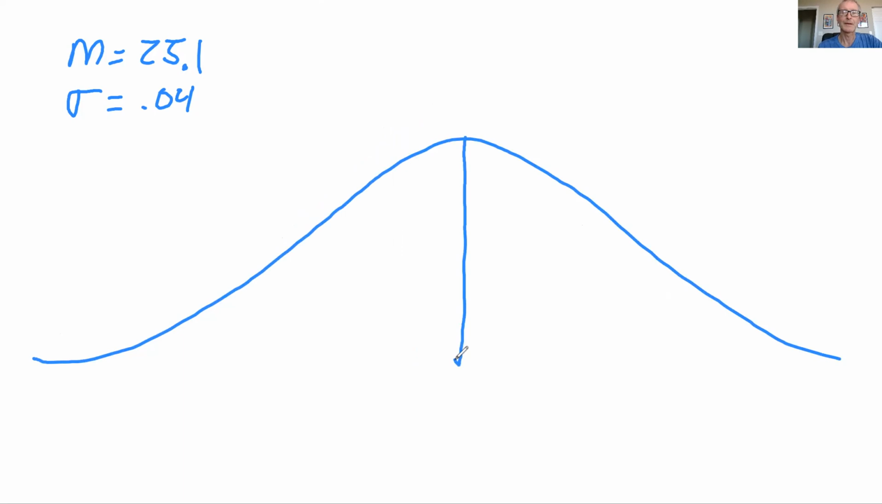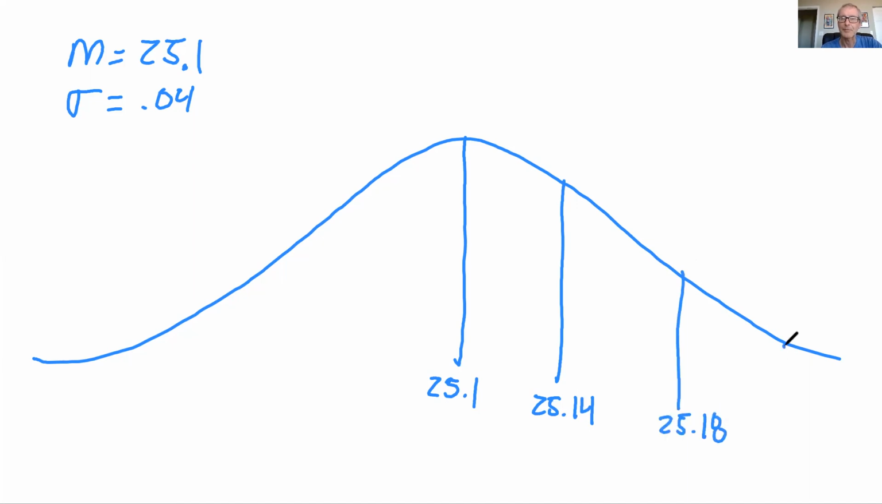Okay. So here is 25.1. And remember, that's a z-score of 0. And so if we go up 1, we're going to add. So that would be 25.14. We go up 2, it'd be 25.18. And if we go up 3, that would be 25.22.